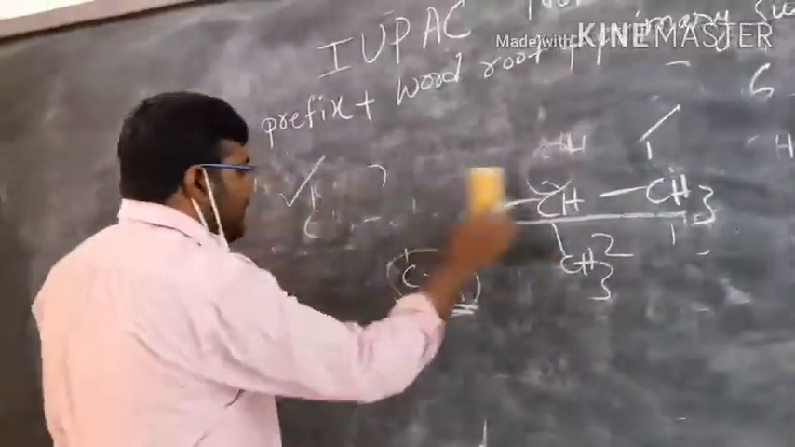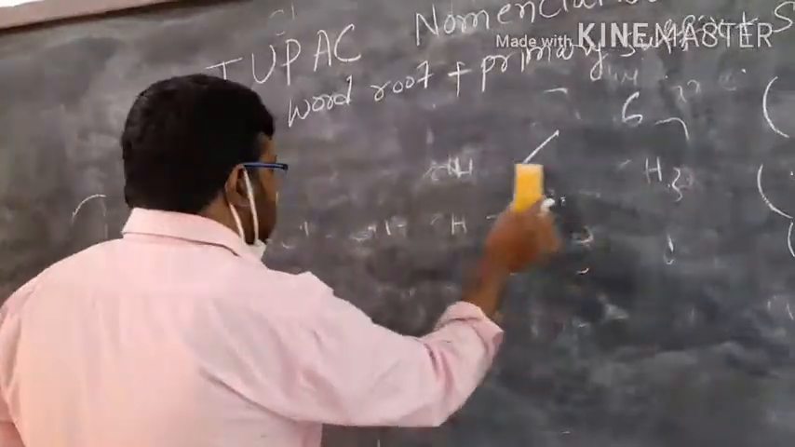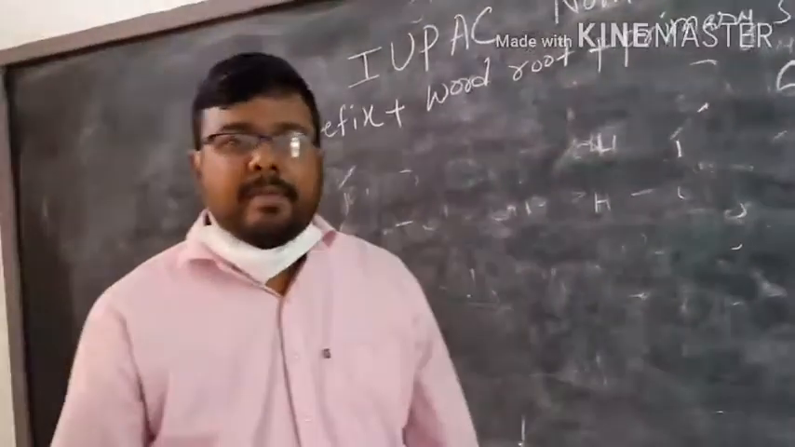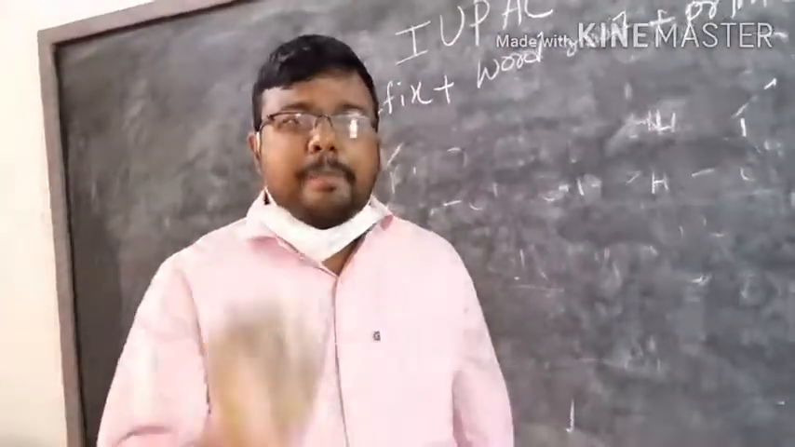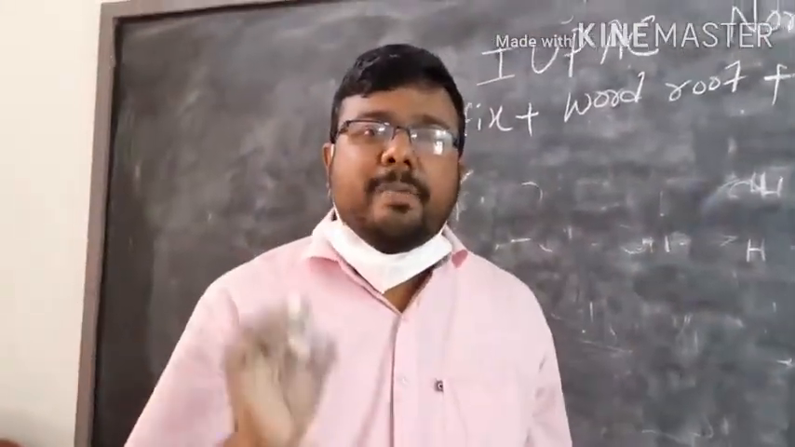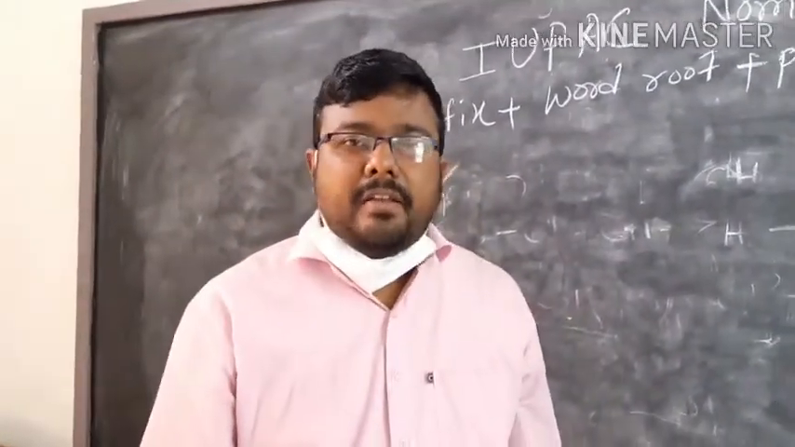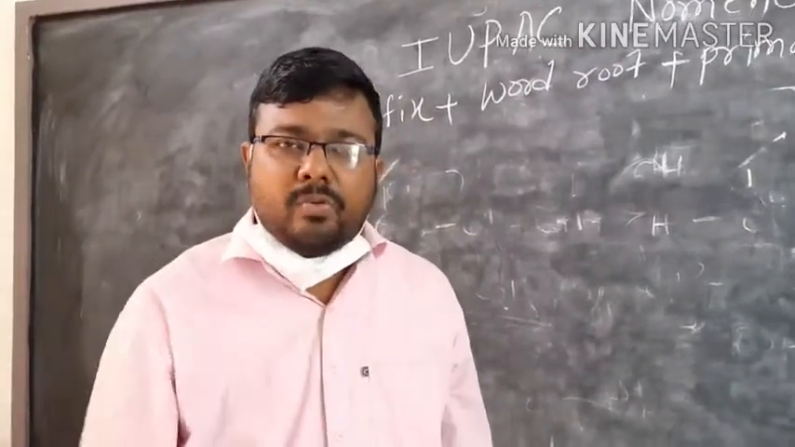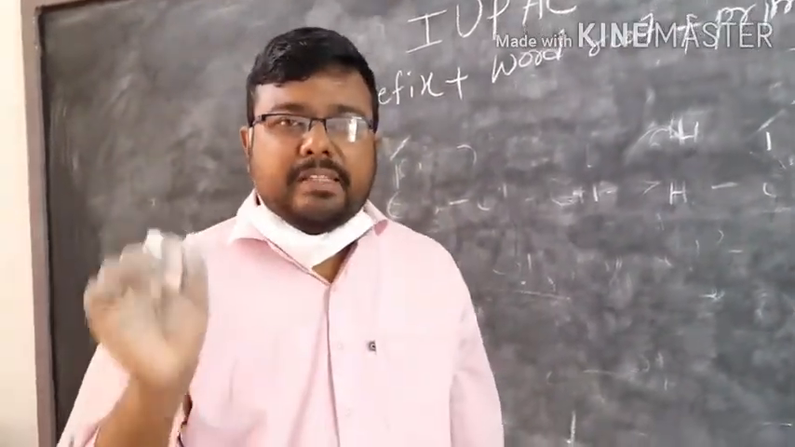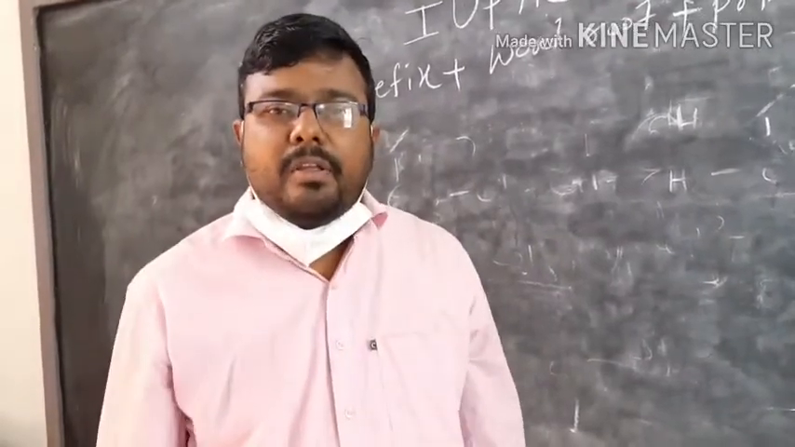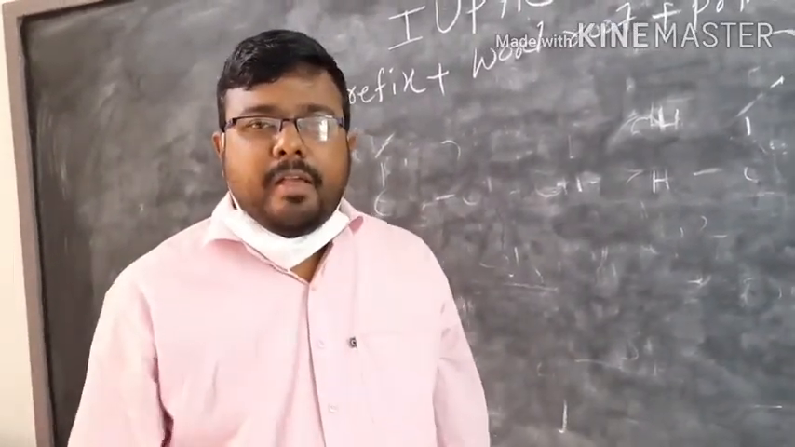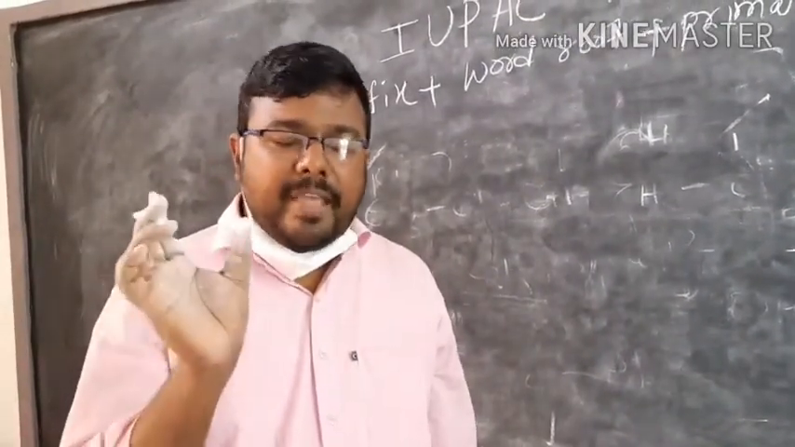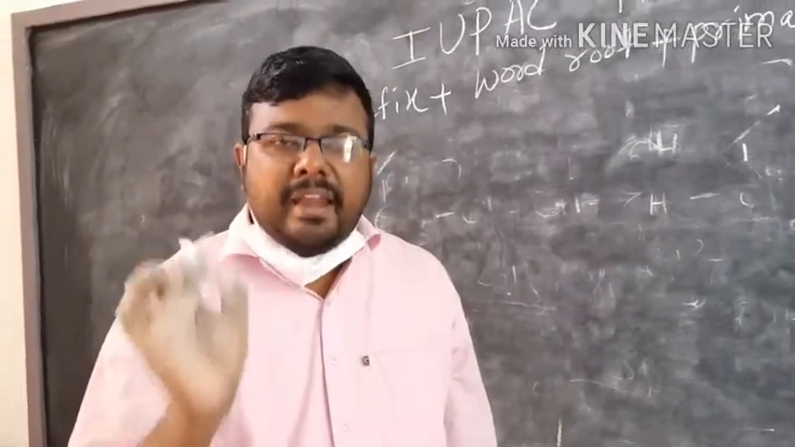Now, after selecting the positions of the substituents, we have to write the name. Substituents will be represented as a prefix. And after that, we have to count how many carbon atoms are present in the parent chain. That would be given as the word root. And as this is a saturated hydrocarbon, the primary suffix used will be ane.